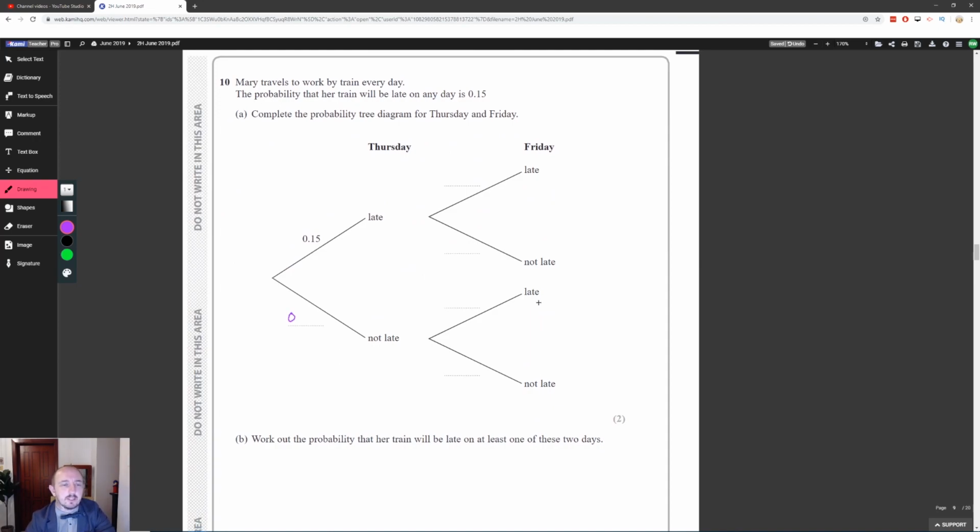Probability, so we know we're going to try and add these up to get 1, and on any day is 0.15, so all of these are the same. Okay, so some easy 2 marks there.